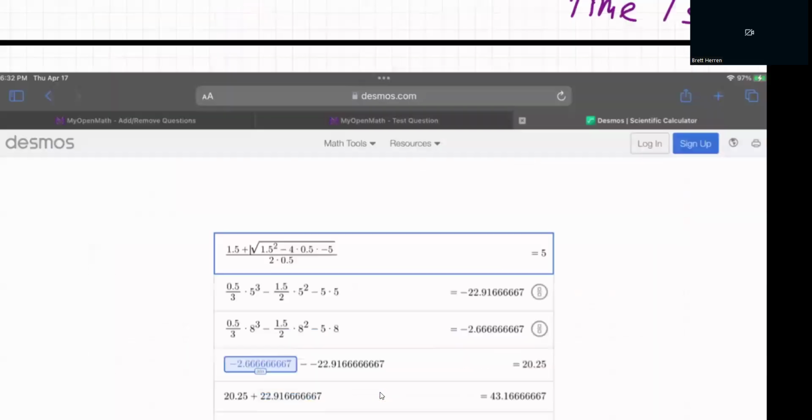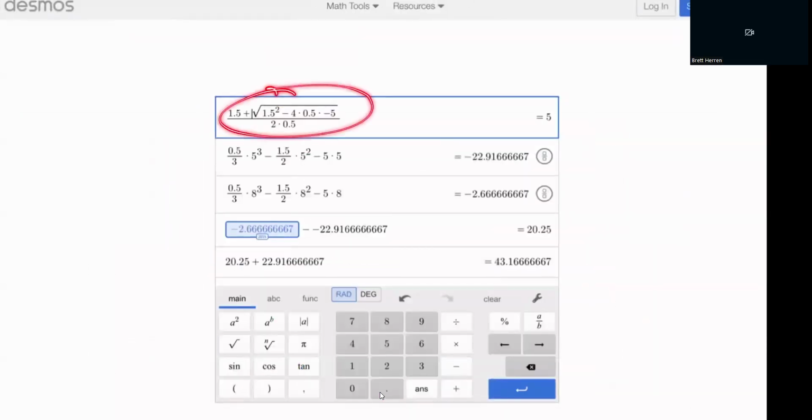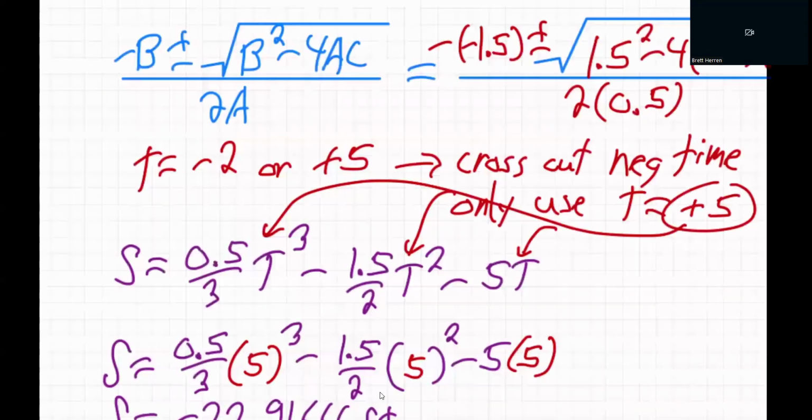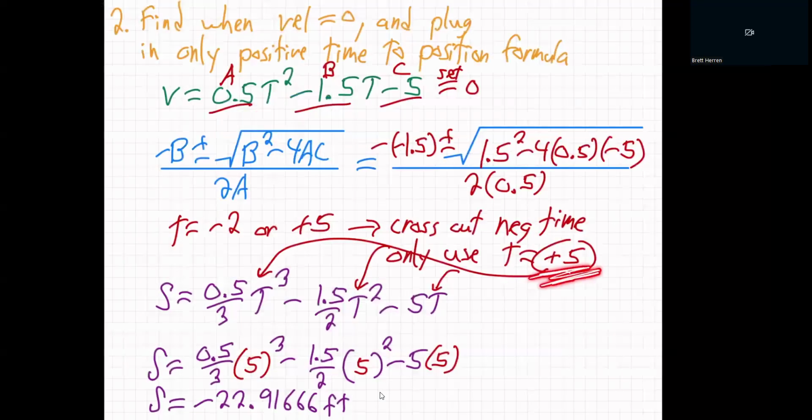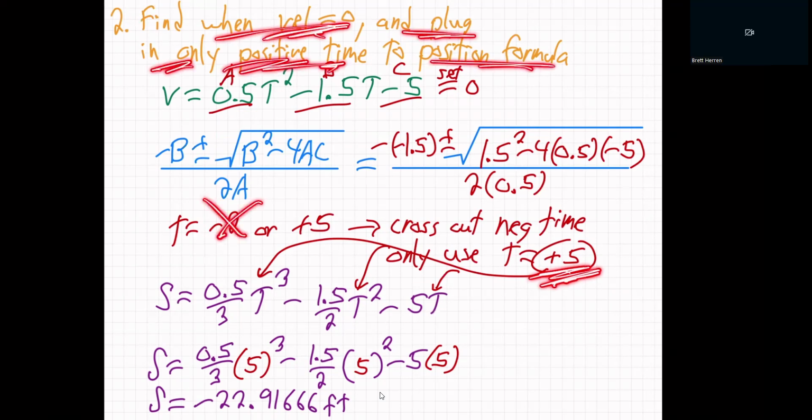Here's the Desmos work. I typed it into the formula right there. I'm showing the positive, I get the positive 5. If you make that negative right there, you get the negative 2 answer. We cross that out and don't care. So back to it. We found out that t equals positive 5. That's when the velocity is 0, and now plug in only that positive time, again, we throw away negative time, to the position formula.